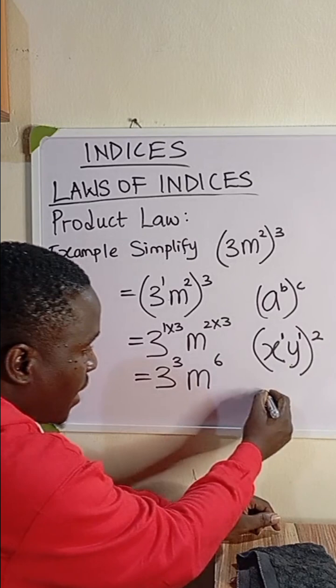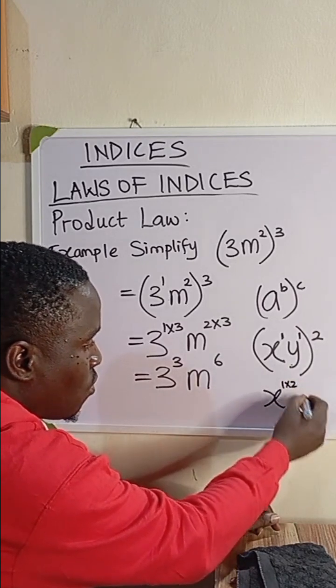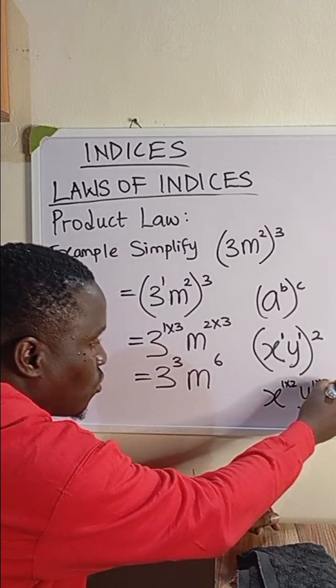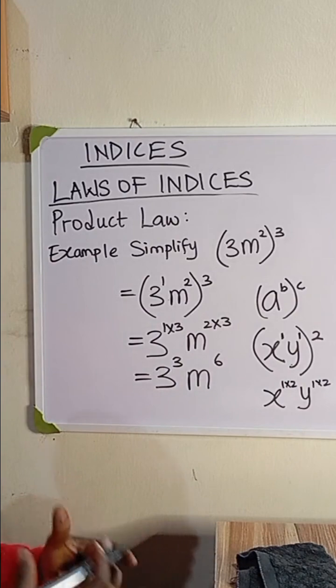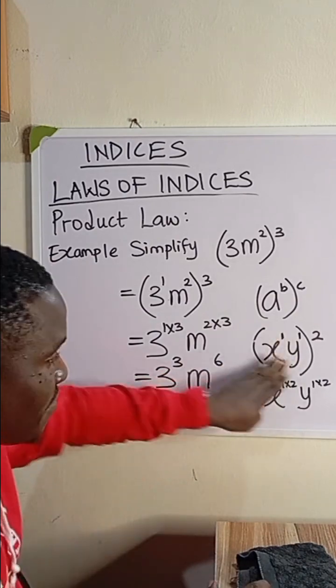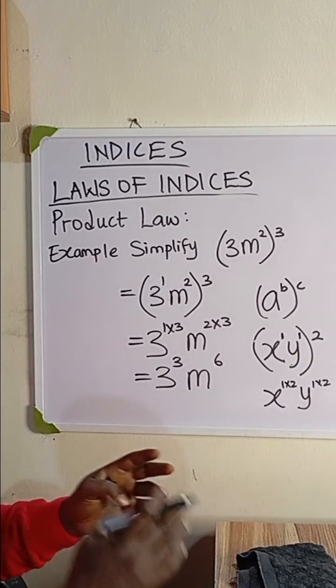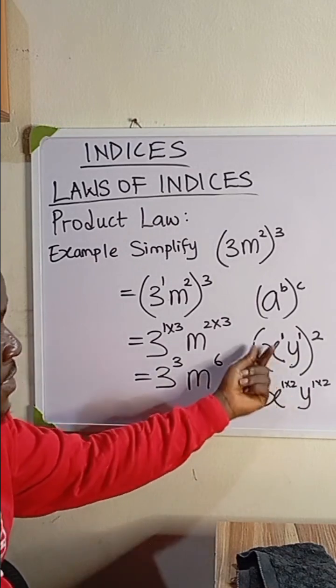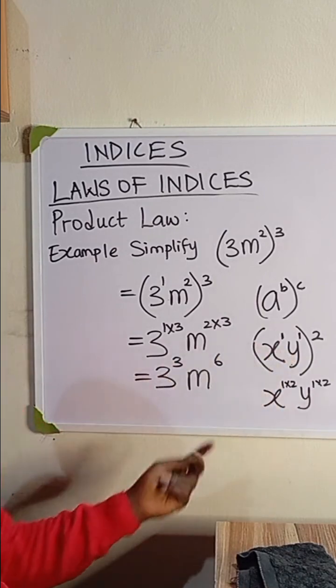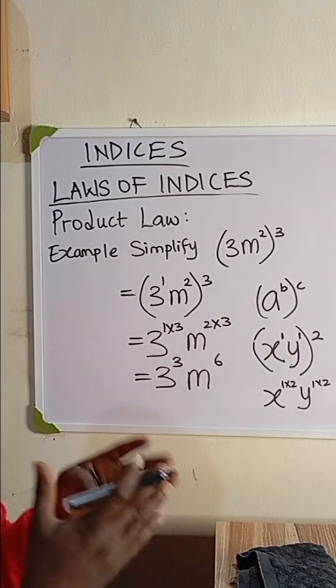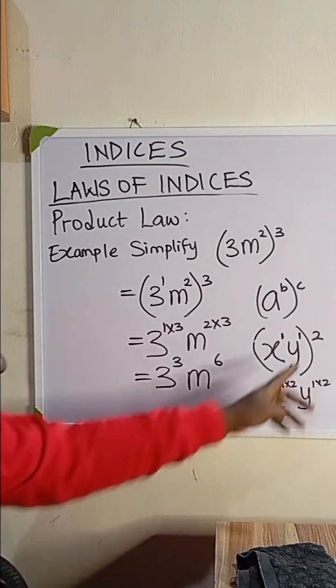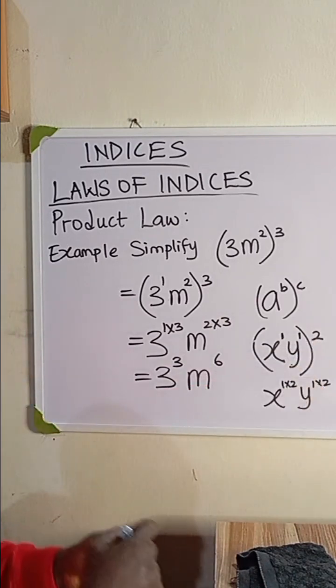So this will be x to the power of 1 times 2, y to the power of 1 times 2. Each of them will be affected because bracket means that whatever is inside here is influenced by this exponent. That's what the bracket means. So if one of them is not affected by it, then that value will be outside the bracket. But once it is inside the bracket, it is part of the values that the external exponent is affecting.